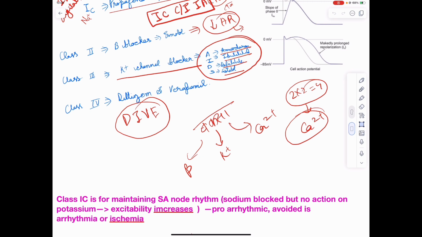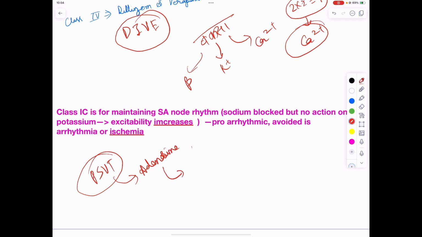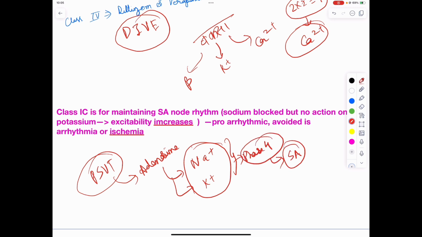So what is the mechanism of action of adenosine? Adenosine is often used in paroxysmal supraventricular tachycardia. So what is the main pathology here? Tachycardia is happening. So what will we do? We will give adenosine. What does adenosine do? Adenosine blocks sodium channel and opens potassium channel. It acts on both, and basically it acts on phase 4 of the sinoatrial pacemaker potential. And also remember that the action of adenosine is blunted by theophylline and caffeine.